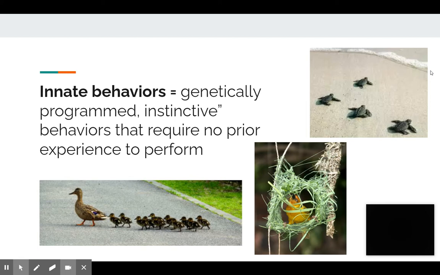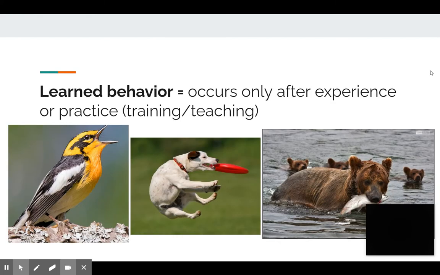Birds know how to build a nest. That is not something they're taught. Little ducklings know that they should just follow their mother and walk in a line. Those are innate behaviors. But other types of behaviors need to be learned. These are things that only happen after experience or practice. Think of anything that has to be trained or taught. So like teaching a dog a trick is an example of a learned behavior.